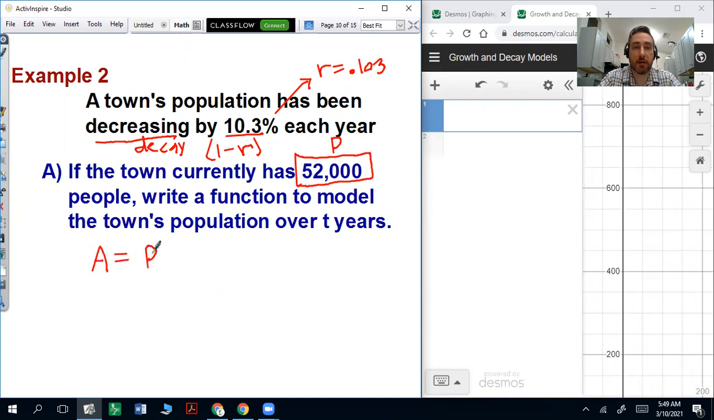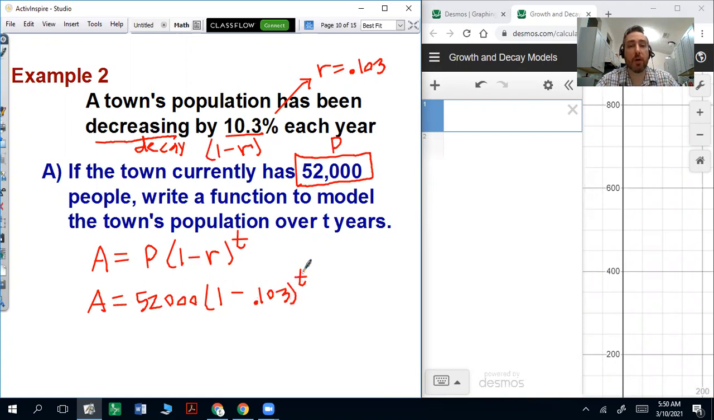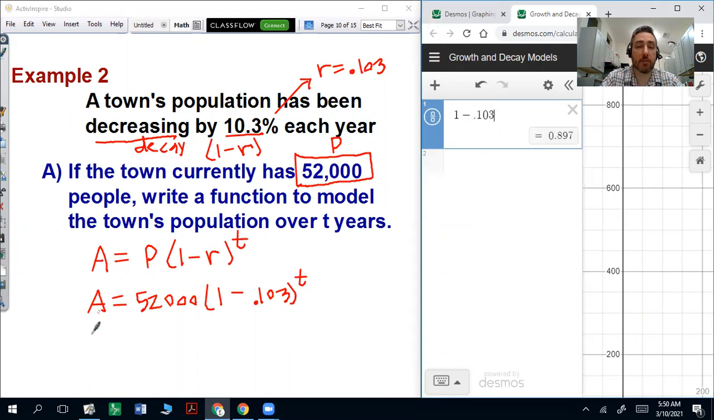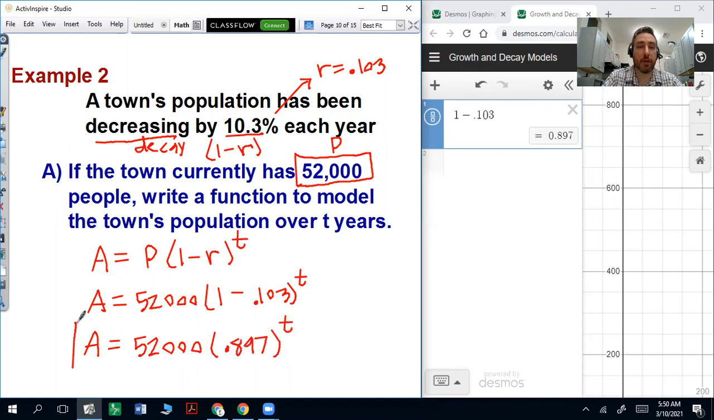A equals P, parentheses 1 minus the rate, to the T power. 52,000, 1 minus 0.103 to the T power. And then we want to combine the 1 and the 0.103. So I'm going to just do 1 minus 0.103, and I get 0.897. So I'm going to write my final function as A equals 52,000, parentheses 0.897, raised to the T power. And that's going to be your decay model.